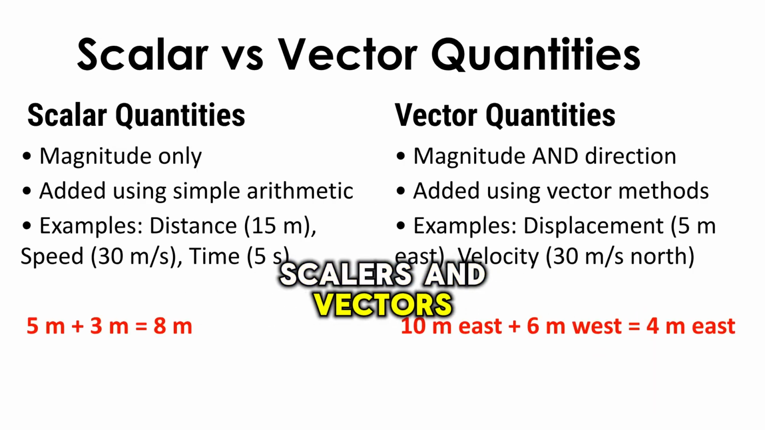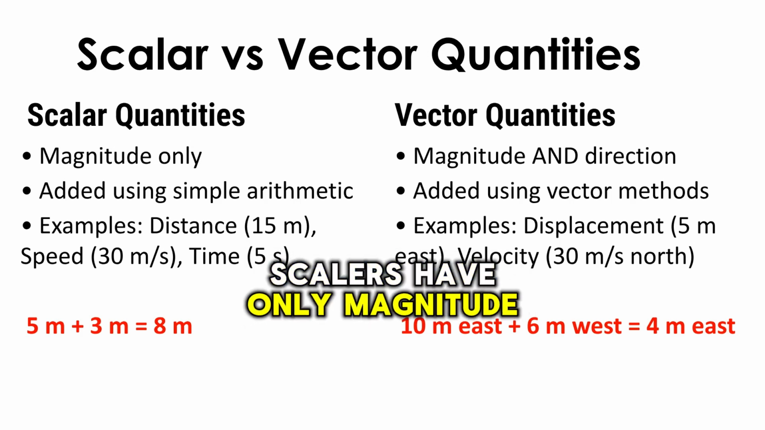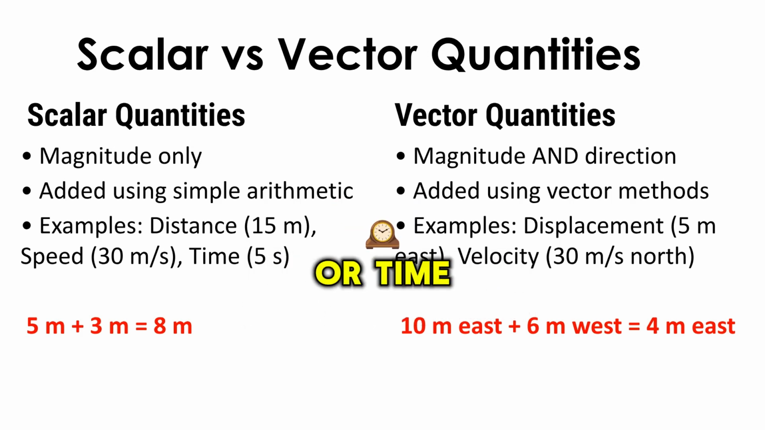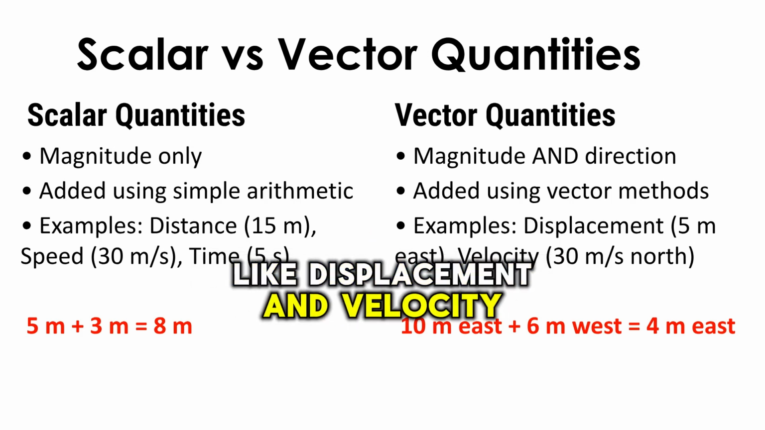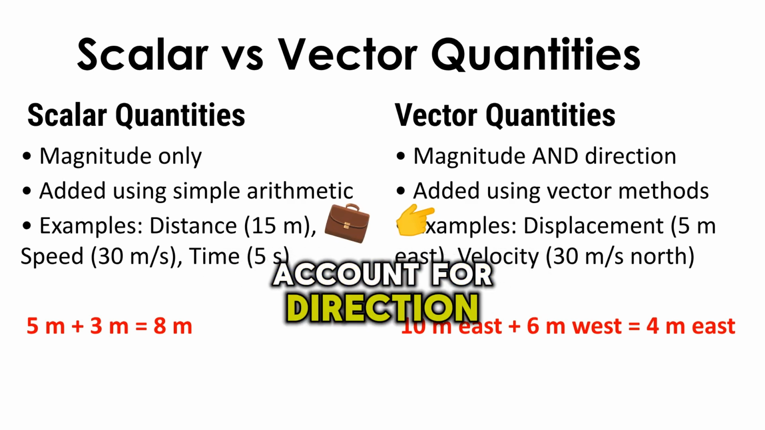Scalars and vectors. Quantities in physics can be scalars or vectors. Scalars have only magnitude, like distance, speed, or time. Vectors have both magnitude and direction, like displacement and velocity. Scalars add with simple arithmetic. Vectors require us to account for direction.